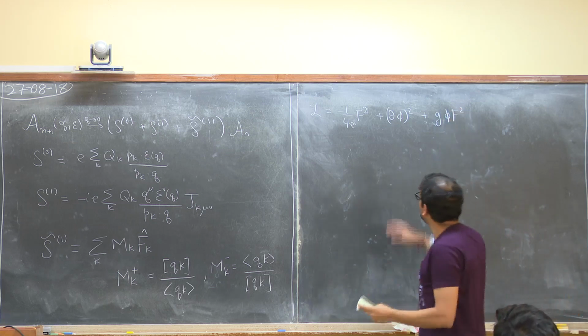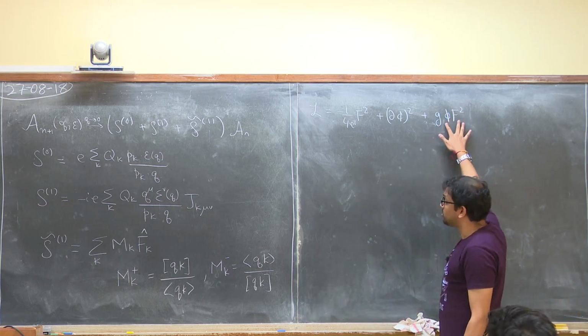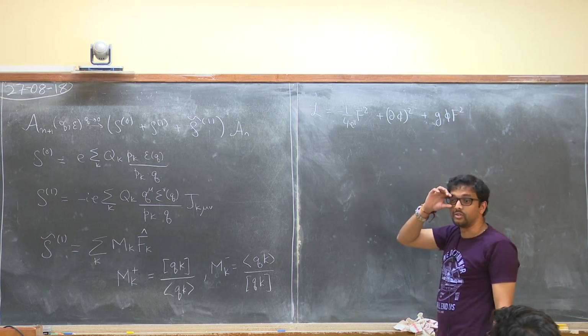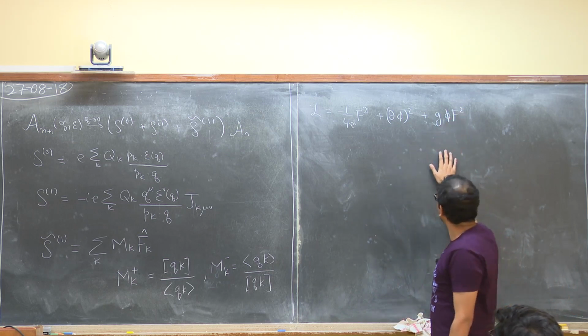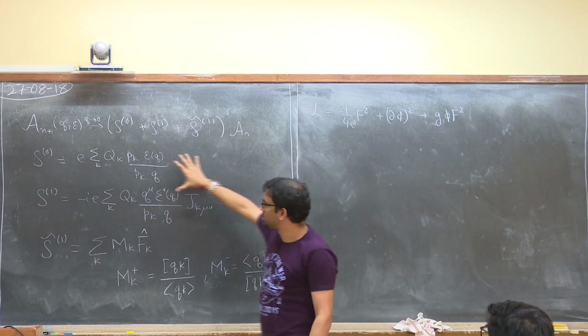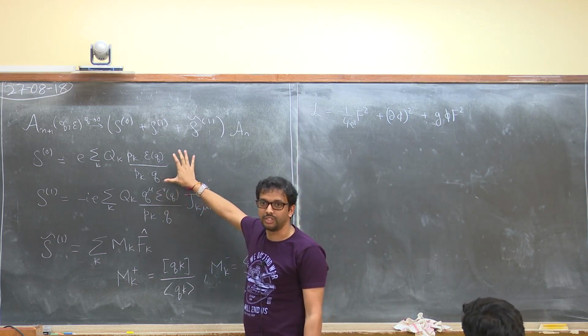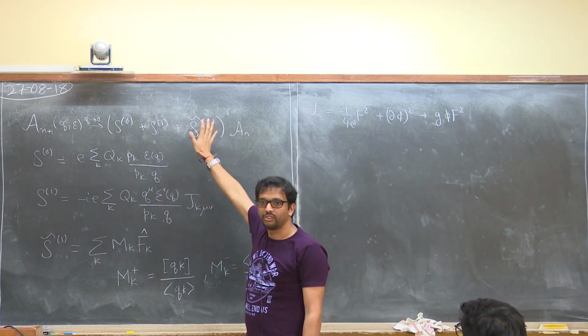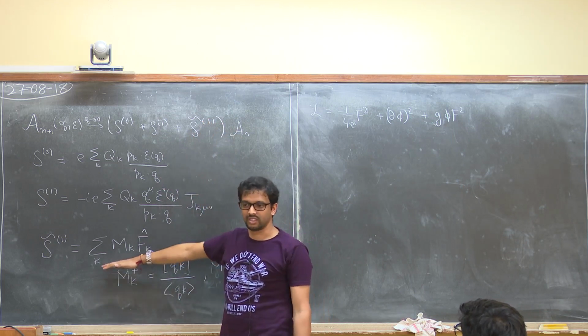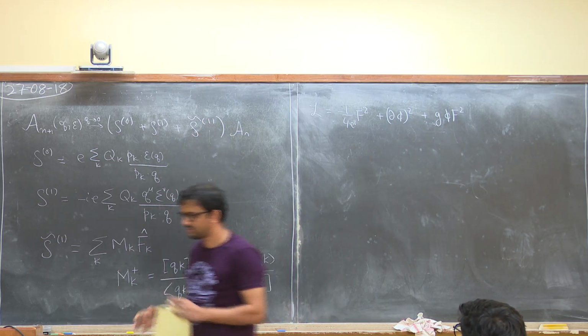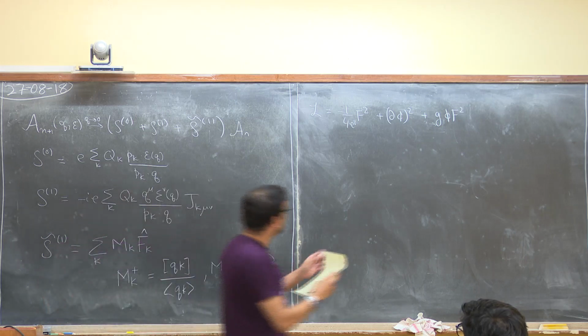So phi is just some neutral scalar, and it couples, with some dimension 5 coupling, to the field strength in this way. It's nice because it's neutral, because phi doesn't have any charge, so S0 and S1, both of them, are just 0. So the only non-trivial term in the entire soft theorem is just this. That's the only thing I care about.